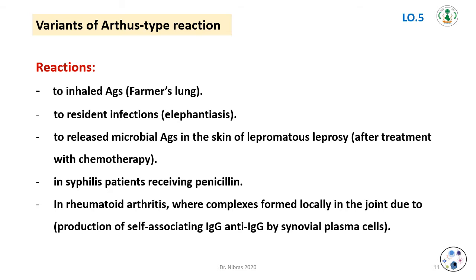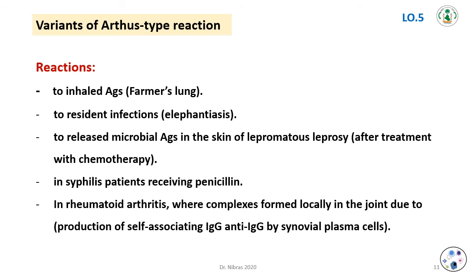Then, reactions to resident infection: elephantiasis, also known as lymphatic filariasis. The living Wuchereria and Brugia are relatively harmless, but the dead parasite found in the lymphatic vessels initiates an inflammatory reaction thought to be responsible for the obstruction of flow of lymph in that case.